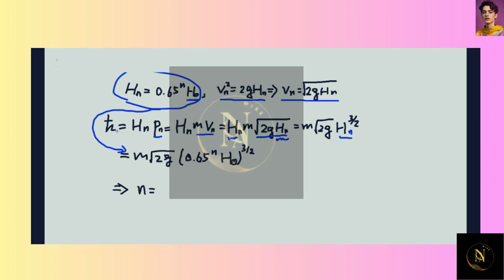So this is an equation just for n, because we're already given m and h0, and we know what g is, right? So we can solve for n to be 105 times.